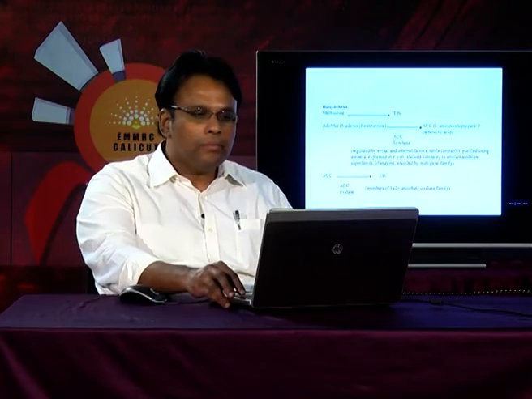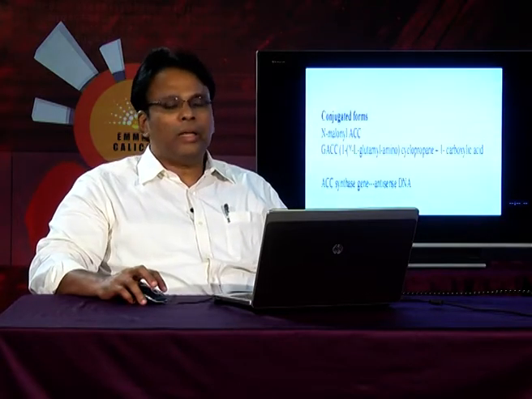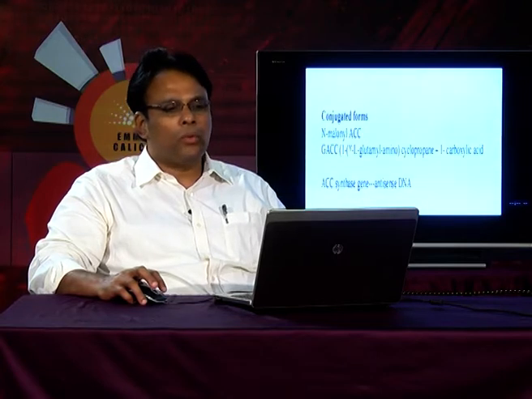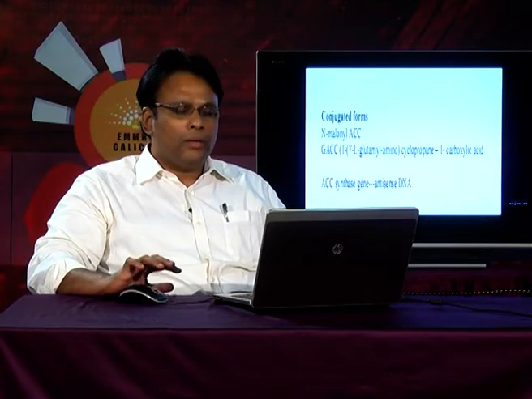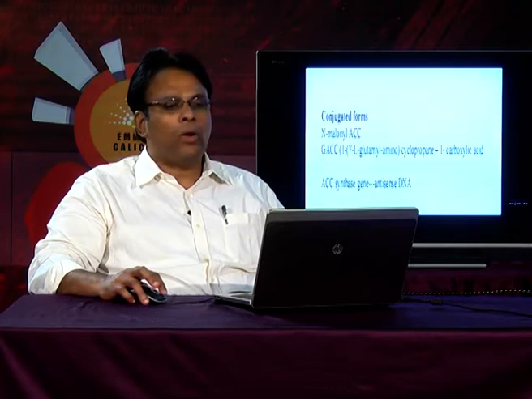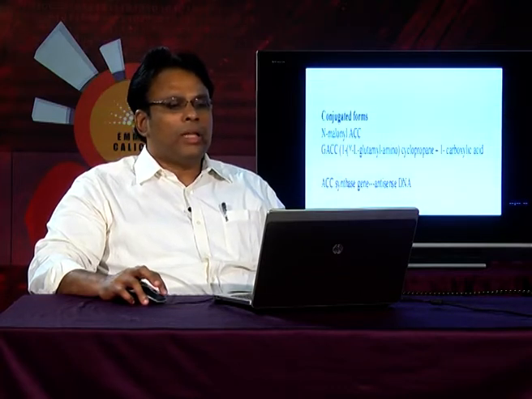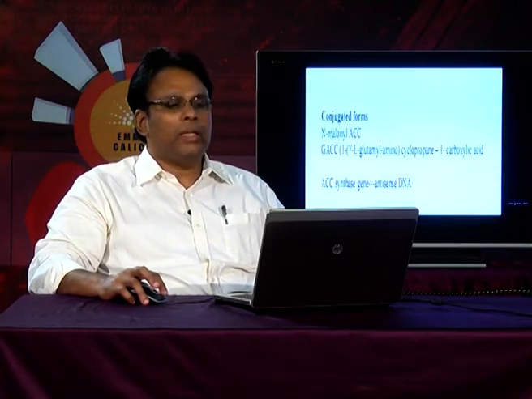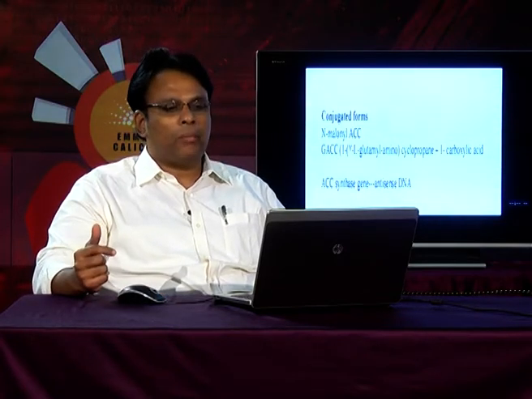As we have discussed with the earlier plant growth hormones, ethylene is normally found in conjugated forms. One of the prominent forms is N-malonyl ACC, and another one is GACC. These two are the major conjugated forms, and ethylene will be formed only as and when there is a requirement.